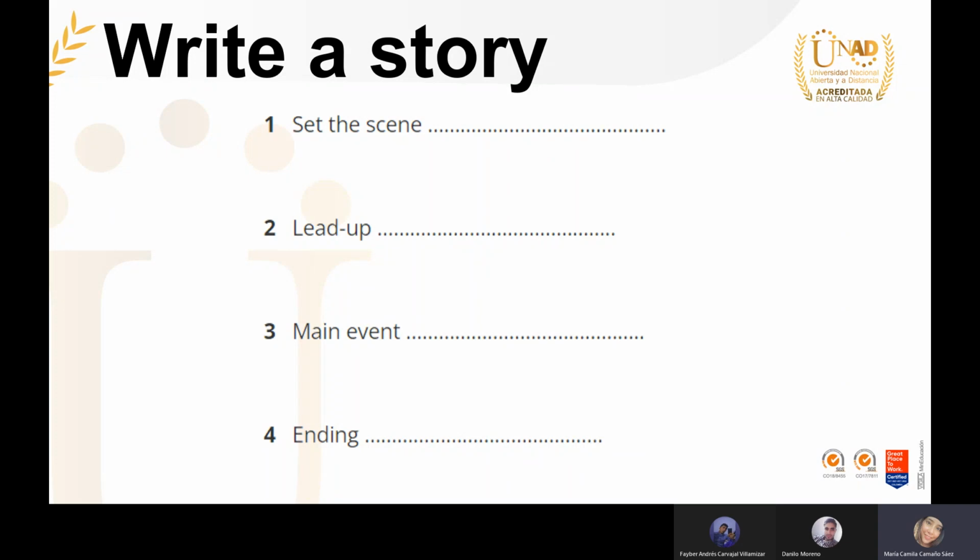Okay, the lead up. Remember the meaning of lead up. In Spanish it would be el hilo conductor de la historia. Ese va en el segundo párrafo. En el tercer párrafo, main event is the principal thing that happened in the story. And the fourth one is the ending part. You have to solve the problem, okay?